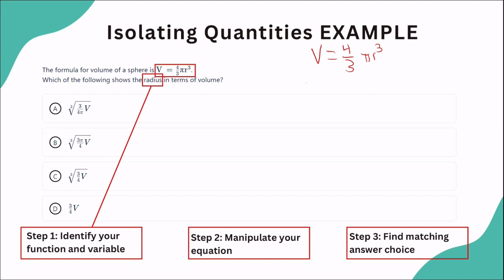So I'm going to multiply both sides by 3/4, which should give me 3/4 volume equals pi r cubed. We can divide both sides by pi to get us 3/4 pi equals r cubed. And then lastly, we just need to take our cube root to get r equals the cube root of 3/4 pi. So this is us manipulating the equation to get it in terms of r.